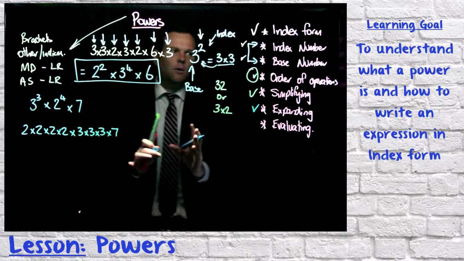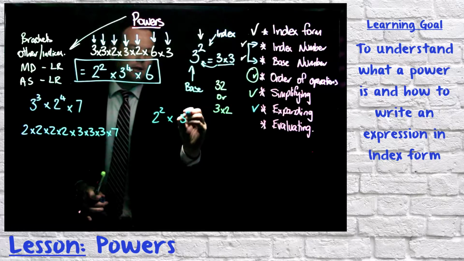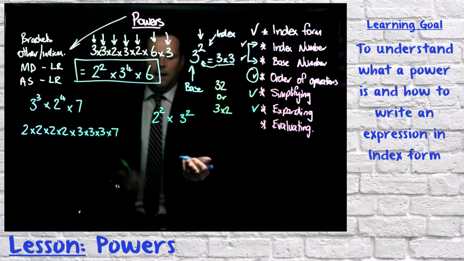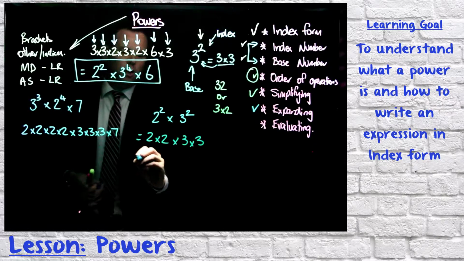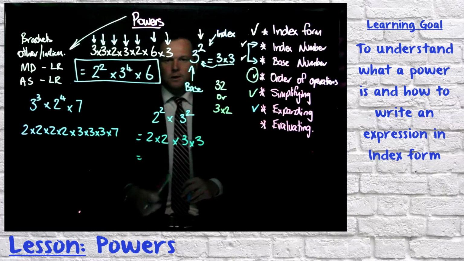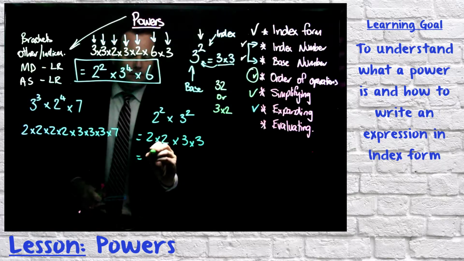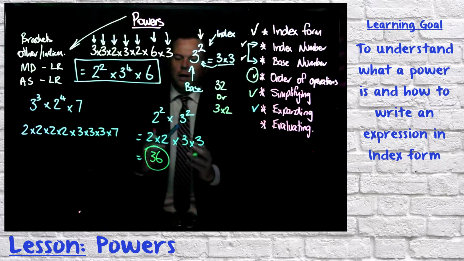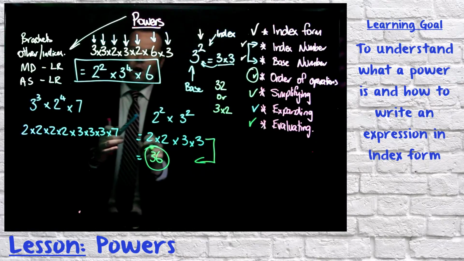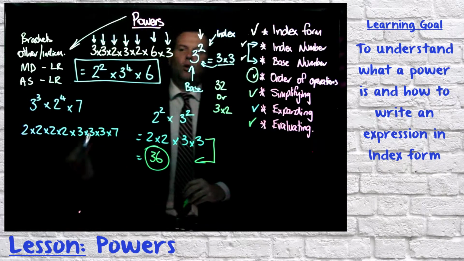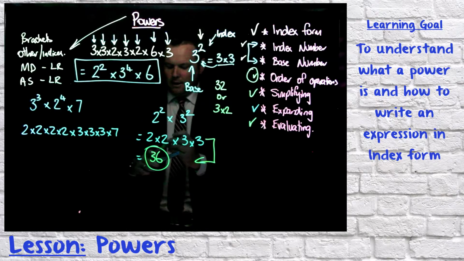Now, sometimes we evaluate these and sometimes we don't. So let's just say I've got 2 to the power of 2 times 3 to the power of 2. I can evaluate that, and I can evaluate it by expanding, okay? And then working out what the answer is. So 2 times 2 is 4, 4 times 3 is 12, and 12 times 3 gives me 36. Okay, so my answer for that would be 36. So we can evaluate it. Evaluate means find the answer, whether it be in index form or expanded. That's when we would find the answer. So that's powers, okay? Good luck with those.